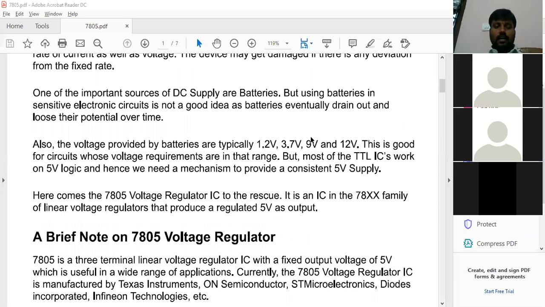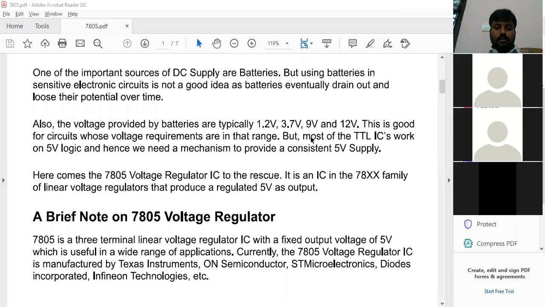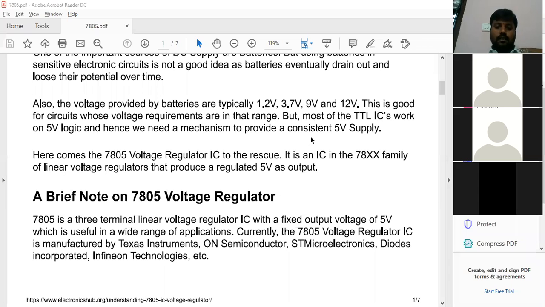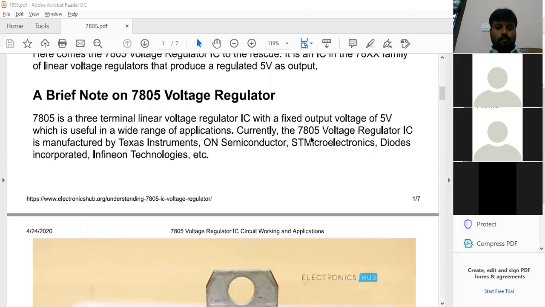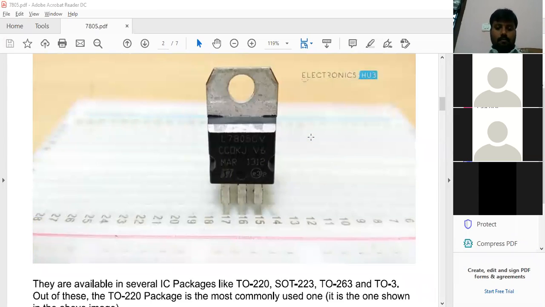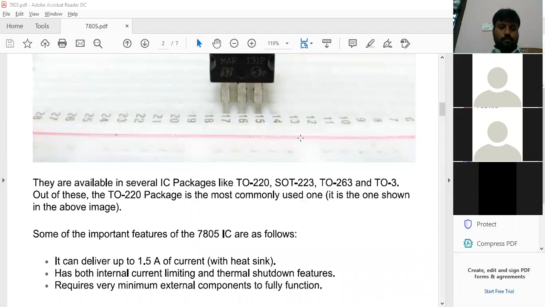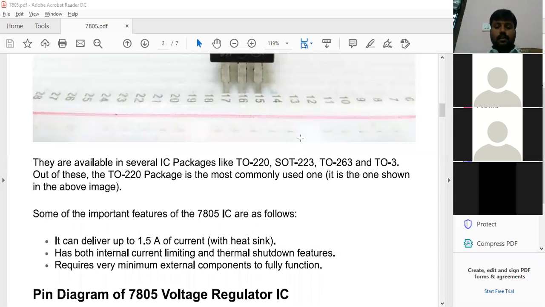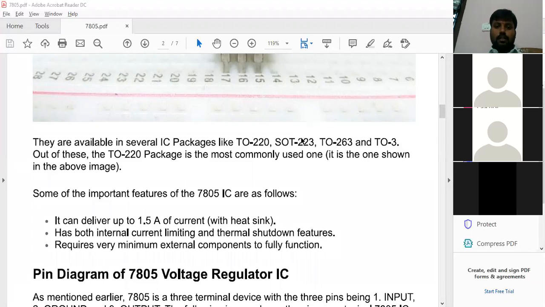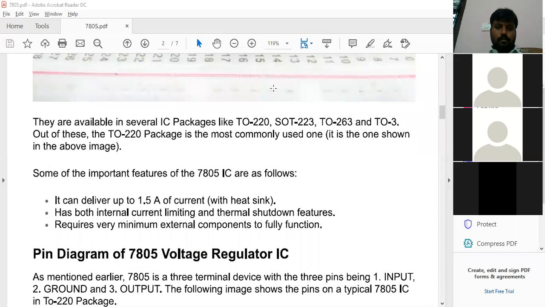It does not have configurations like a transistor. Okay, one of its pins is always connected to the ground. Okay, that pin is called the ground pin. Okay, now so here is the pin diagram, the IC photo. Okay, now this package is a TO220 or TO223 type package.